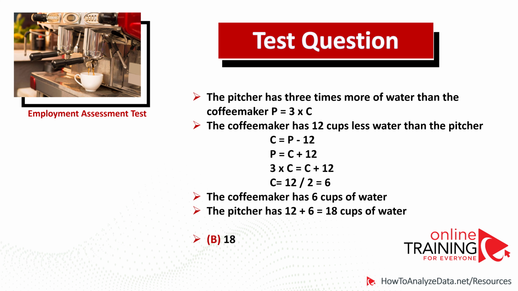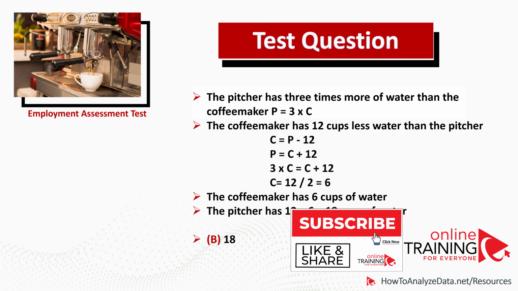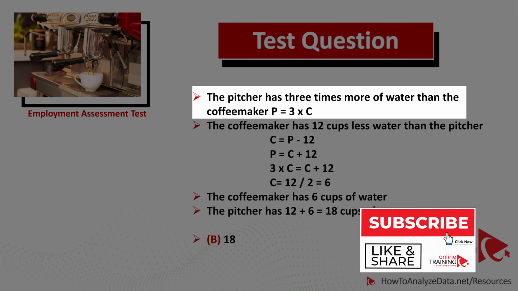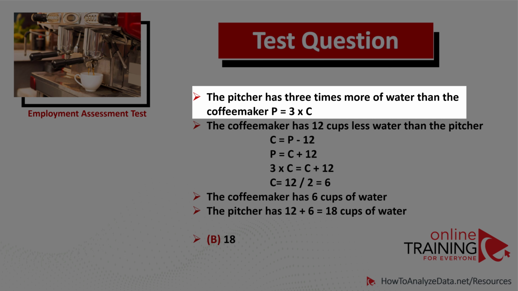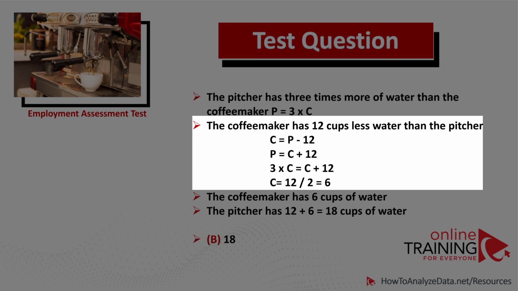To solve this challenge, let's use formulas, and we will have P for pitcher and C for coffee maker. So the first statement, that the pitcher has 3 times more water than the coffee maker, would be equivalent to the formula P equals 3 multiplied by C. The statement that the coffee maker has 12 cups less water than the pitcher would be equivalent to C equals P minus 12.